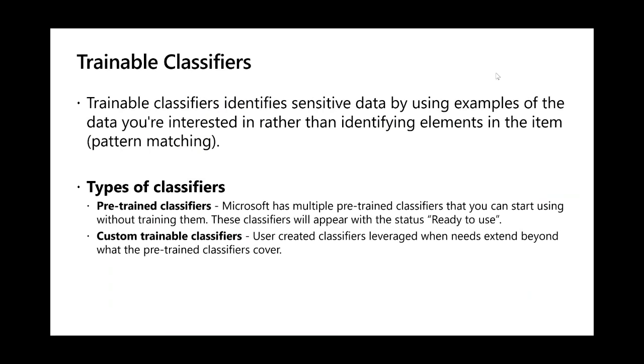And so what we do is we give you two options here. You can build your trainable classifier off of one of our inbox pre-trained classifiers. We have multiple pre-trained classifiers that you can start using, like legal agreements, customer complaints, discriminatory harassment language, profanity, information technology, source code, healthcare related.